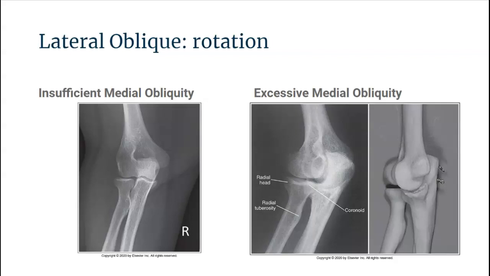In excessive obliquity, the humeral epicondyles are at more than 45 degrees of obliquity with the IR for the external projection. The coronoid process will be seen partially superimposing the radial head, the radial tuberosity and ulna demonstrate no superimposition, and the radial tuberosity is no longer in partial profile, as demonstrated in the second projection.